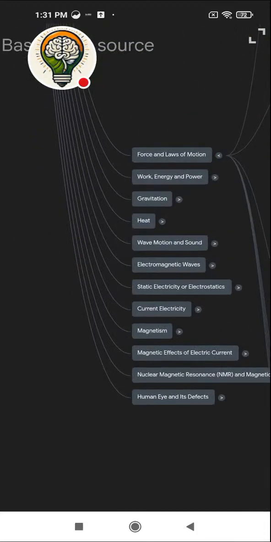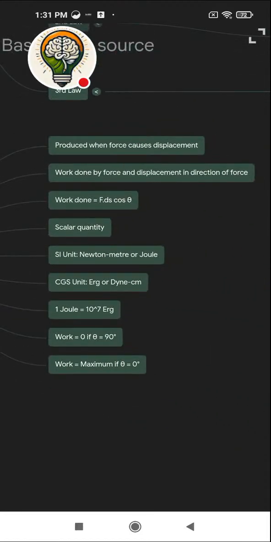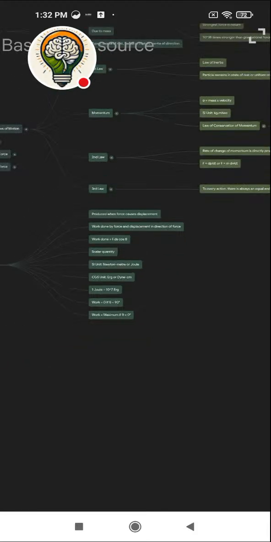And then work, energy, and power. So what is work? Work is produced when a force causes displacement, done by the component of force in the direction of displacement. Work done equals F dot ds cos theta. It is a scalar quantity, SI unit Newton meter or joule. The CGS unit is erg, and 1 joule equals 10 power 7 erg. Work is 0 if theta is 90, and work is maximum if theta is 0.